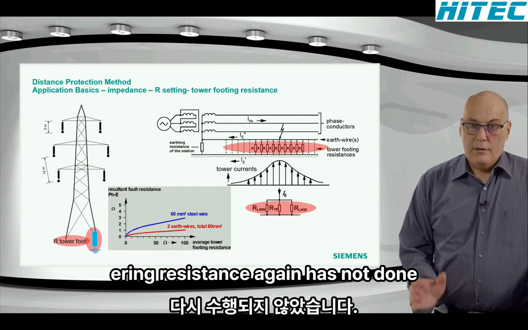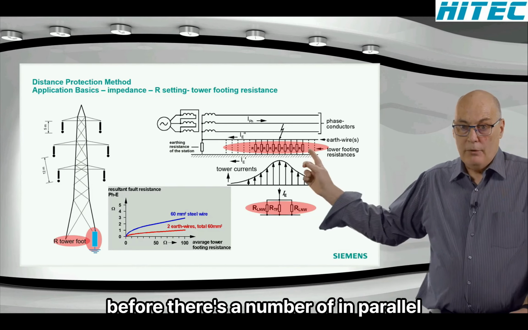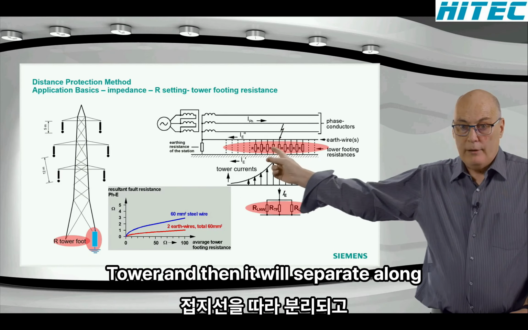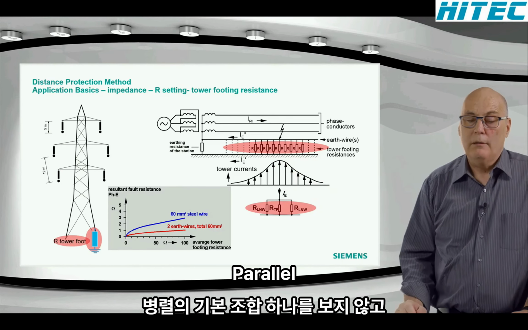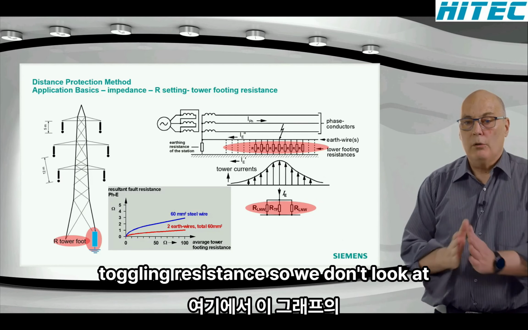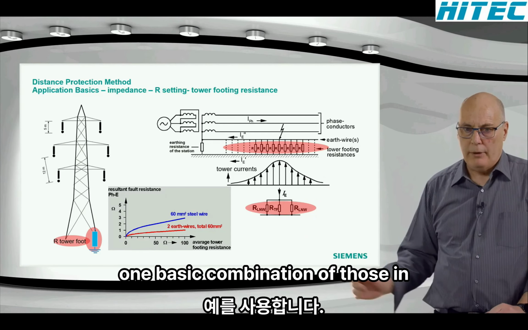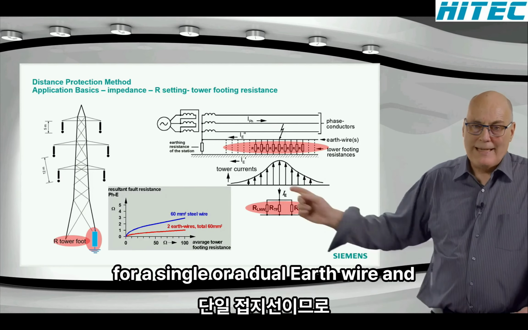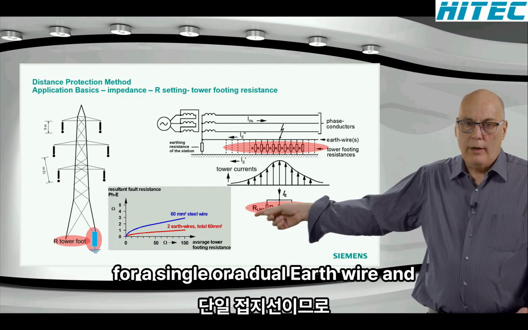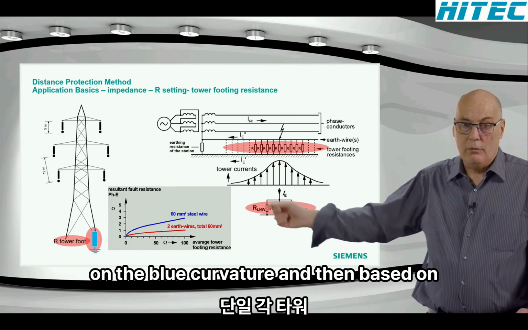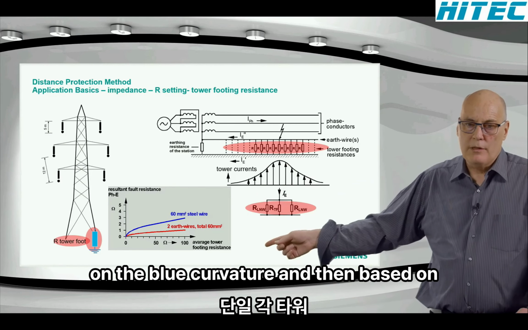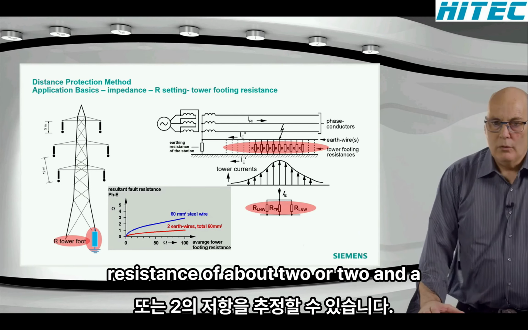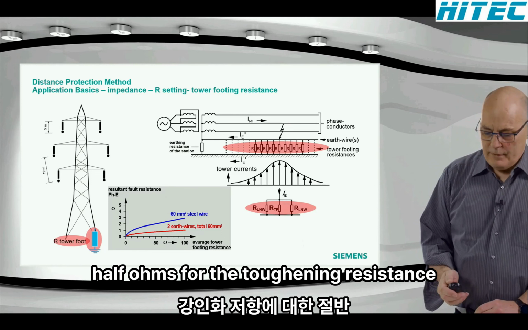For the tower footing resistance, there are a number of them in parallel. The current will flash over to the tower, and then it will separate along the ground wire and come down on parallel tower footing resistances. So we don't look at one, it's basically a combination of those in parallel. And we use, for example, this graph here, which will give you some typical values for a single or a dual earth wire. And our tower has a single earth wire, so we are on the blue curve. Then based on what each tower footing resistance is, you can estimate a resistance of about 2 or 2.5 ohms for the tower footing resistance.